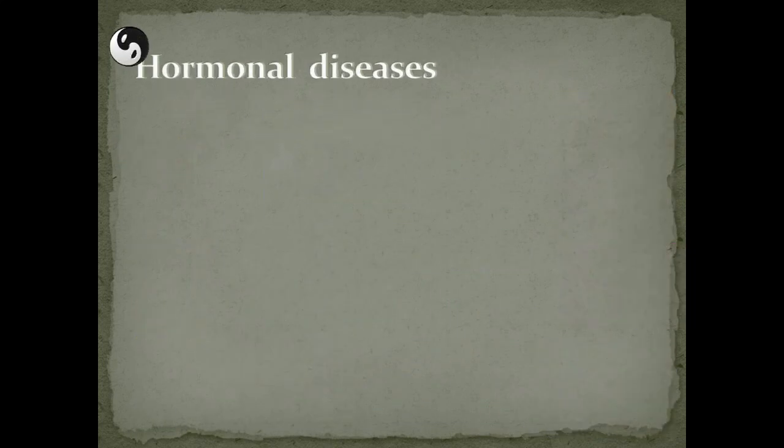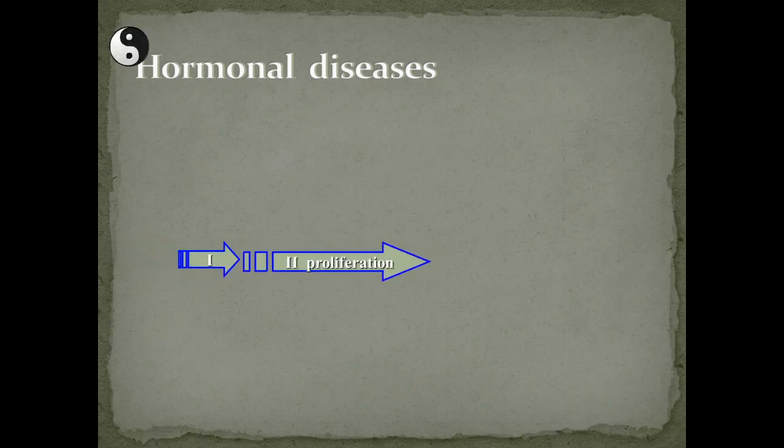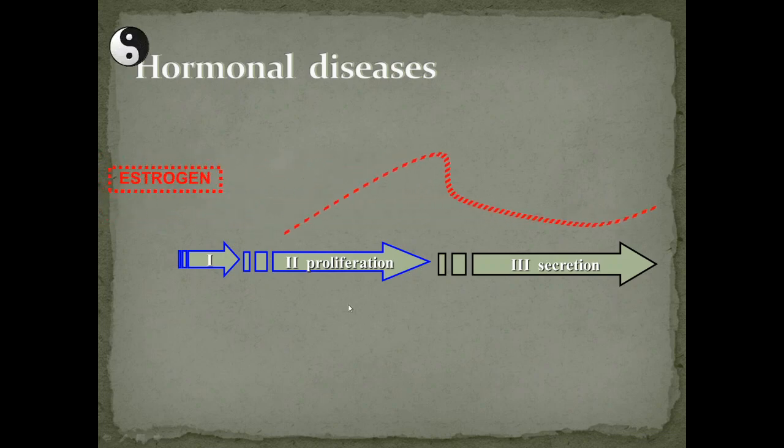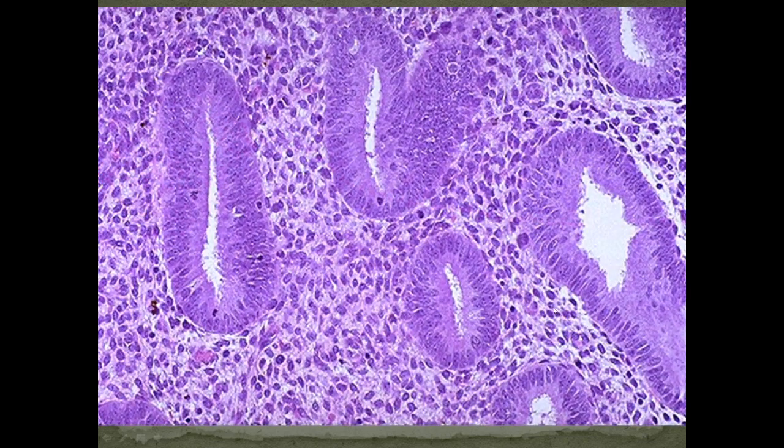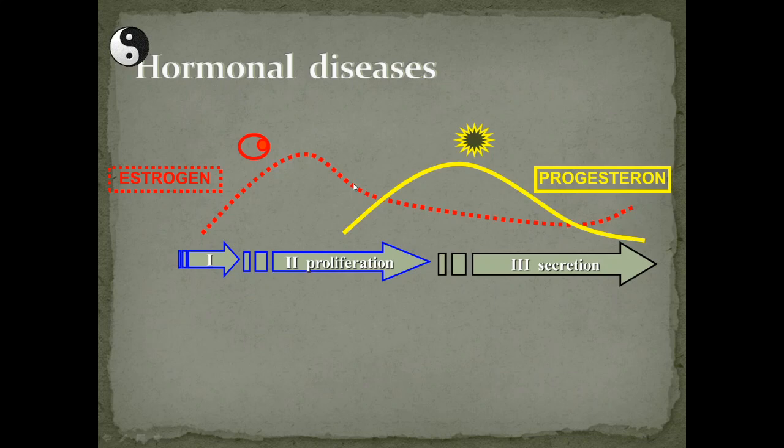Next group is hormonal diseases. Firstly, we need to repeat the normal cycle of changes. We have several phases. First of all, proliferation, when the level of estrogen rises, and then a phase of secretion, where the level of estrogen decreases but progesterone level is increased, and eventually when levels of both hormones decrease, we have a menstruation phase or bleeding.